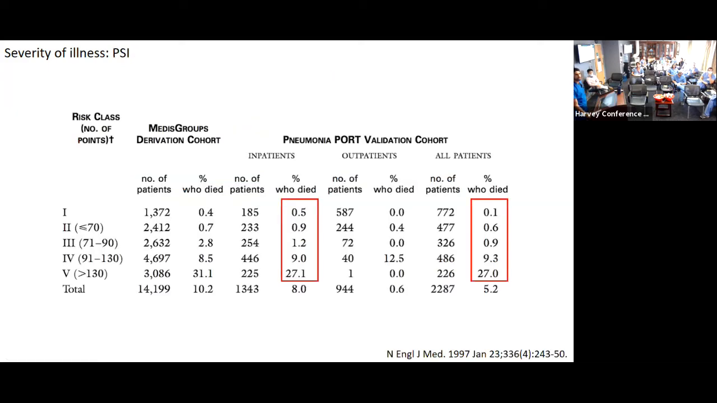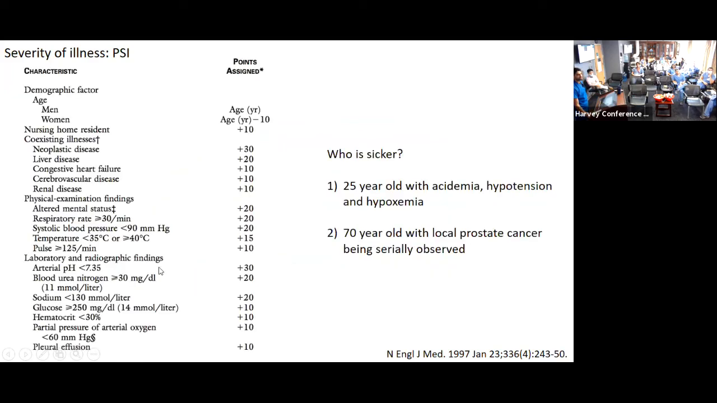The PORT score is a little bit more complicated. It's a series of features, which I'll show you in a second, that give you a score and then a class, and then it maps to a certain mortality. And it's very complicated. It's from a while ago.